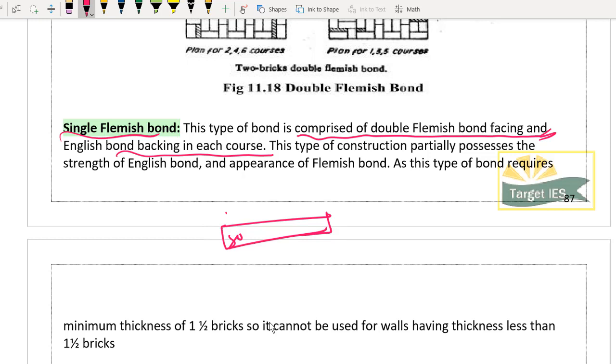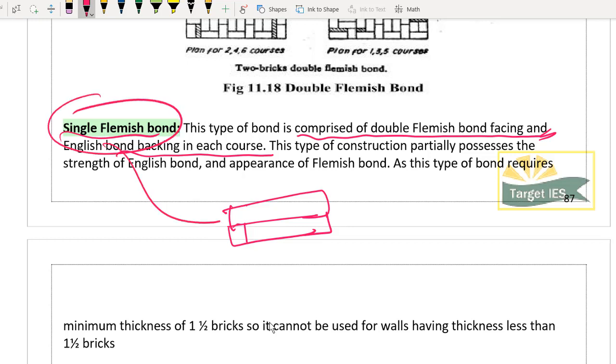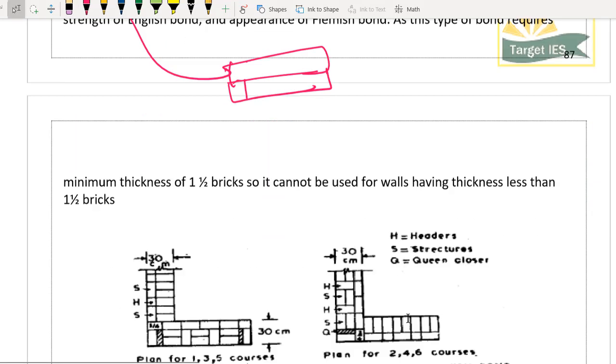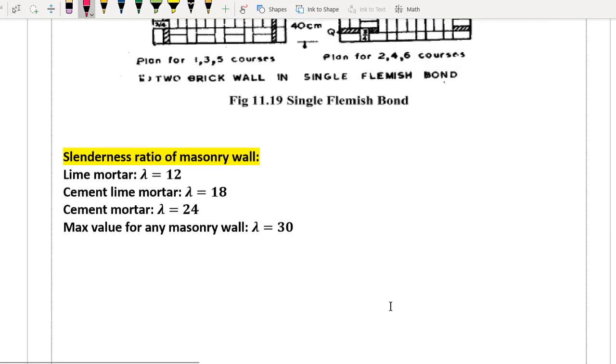double Flemish bond. डबल फ्लेमिश बॉन्ड का लुक काफ़ी अच्छा दिखता है compared to English bond. It has a proper look, so your building looks beautiful. And the inside thing you will be having is this English bond जो स्ट्रेंथ काफ़ी अच्छा देगा. So you have the advantage of good looks as well as good strength when it comes to single Flemish bond. Okay, I hope it is perfect for you, right? And let us end this chapter.